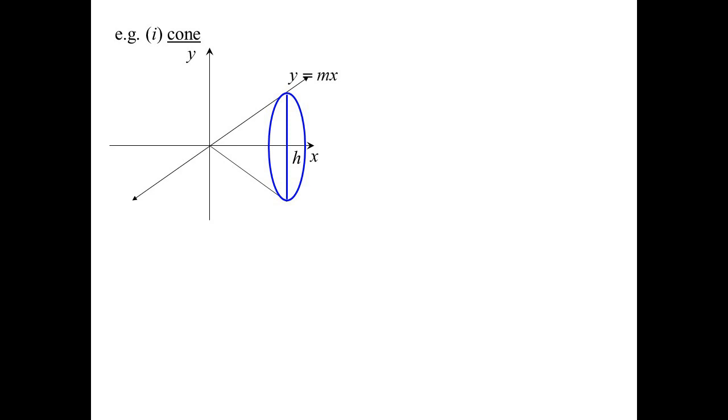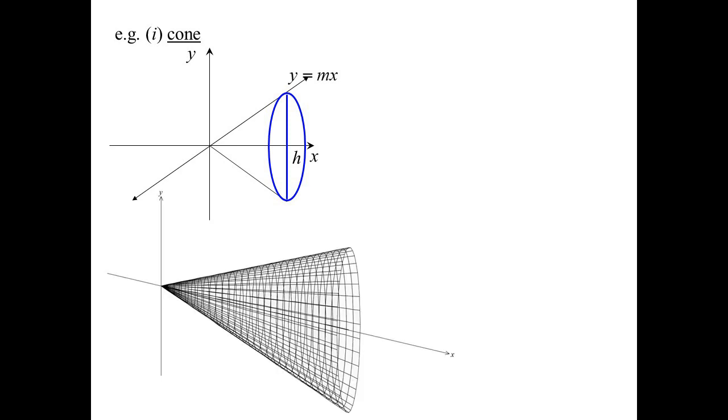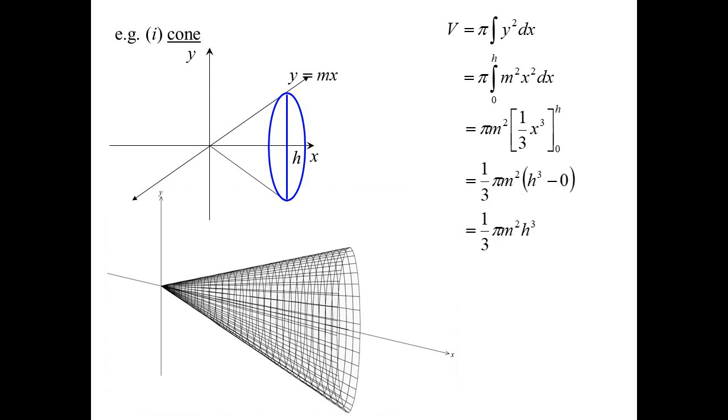There it is, a little net diagram of that rotation. So I want to go pi times the integral of y squared dx. Well, y is mx, so it becomes m squared x squared. Add 1 to the power over the power, sub in the h, sub in the 0, and we get the formula for a cone, just not how you recognise it. But that is the formula for the volume of a cone, 1/3 pi m squared h cubed.